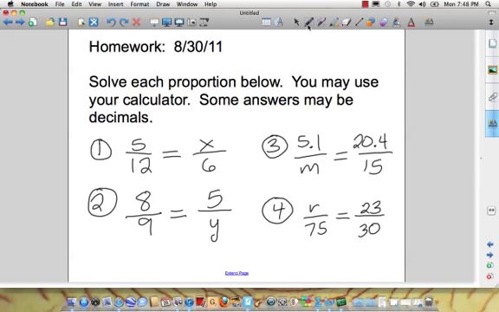Okay, so your homework. Solve each proportion below using the cross multiplication technique. You can use your calculator, and some of your answers will be decimals. Okay, pause the video if you need to copy these down because it's about to end.